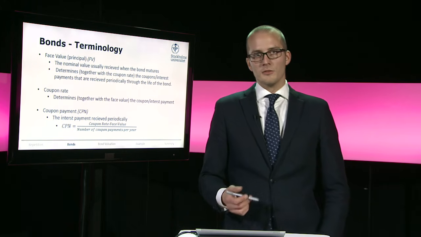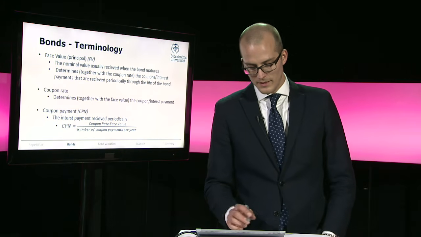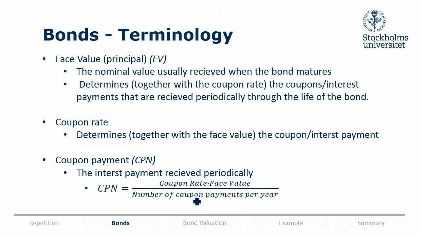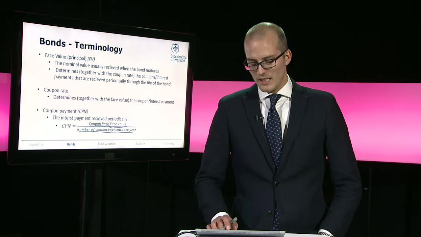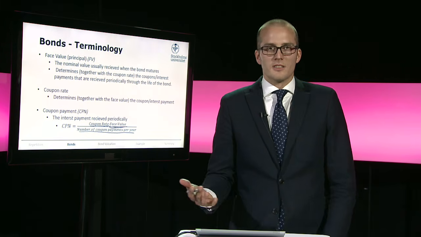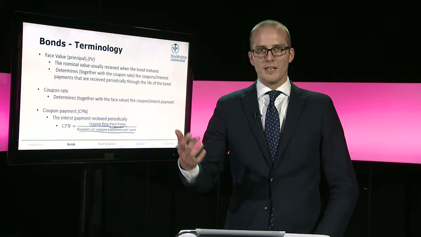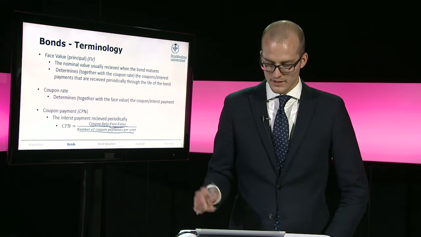And we calculate the coupon payment as we multiply the coupon rate with the face value, and then we divide by the number of coupon payments per year. So if it's semi-annually, it's 2. If it's annually, it's 1. And I think those are the two cases you need to remember in this course, but of course it's not hard: if it's 4 times, you just divide by 4. Same logic.